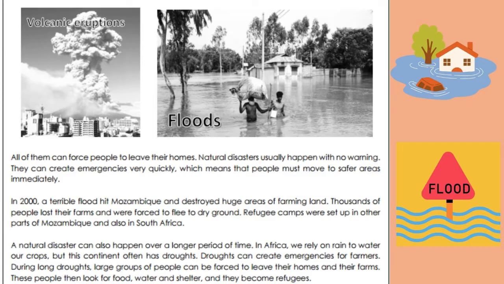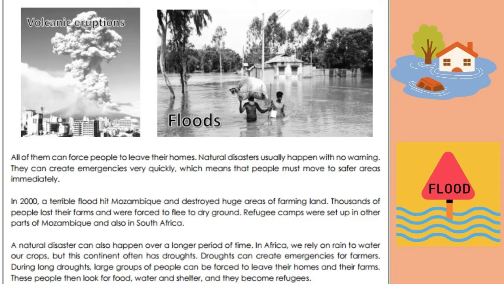Natural disasters usually happen with no warning. They can create emergencies very quickly, which means that people must move to safer areas immediately. In 2000, a terrible flood hit Mozambique and destroyed huge areas of farming land. Thousands of people lost their farms and were forced to flee to dry ground. Refugee camps were set up in other parts of Mozambique and also in South Africa.